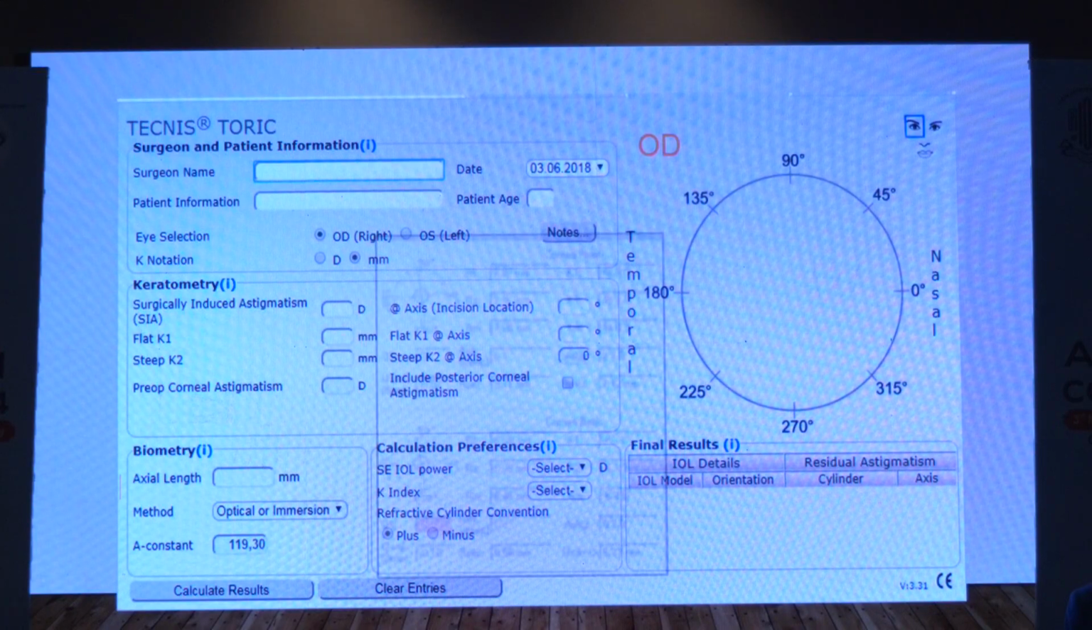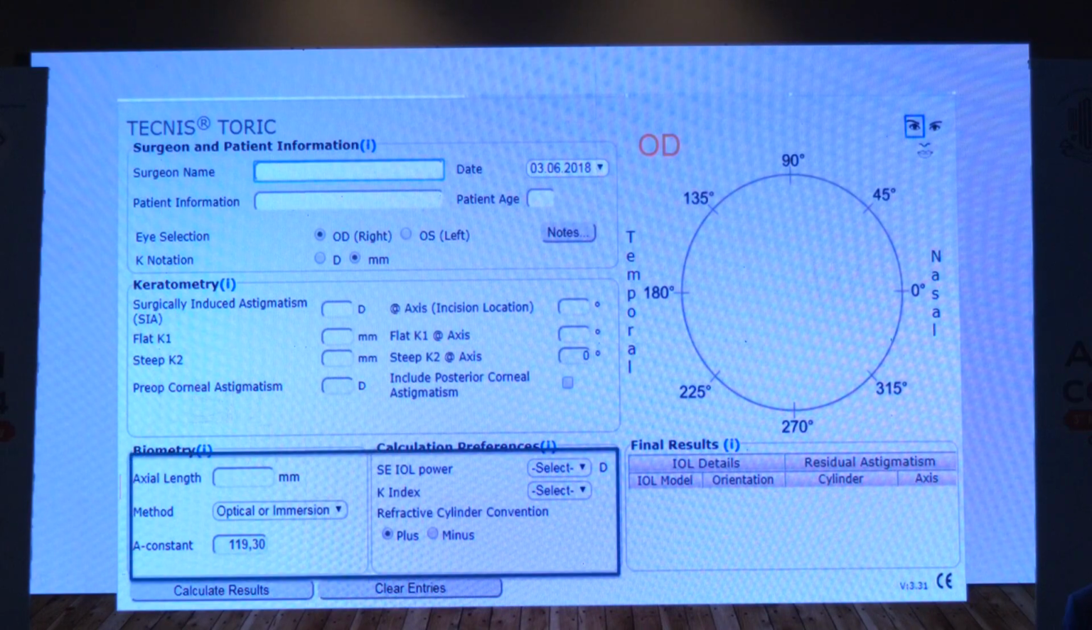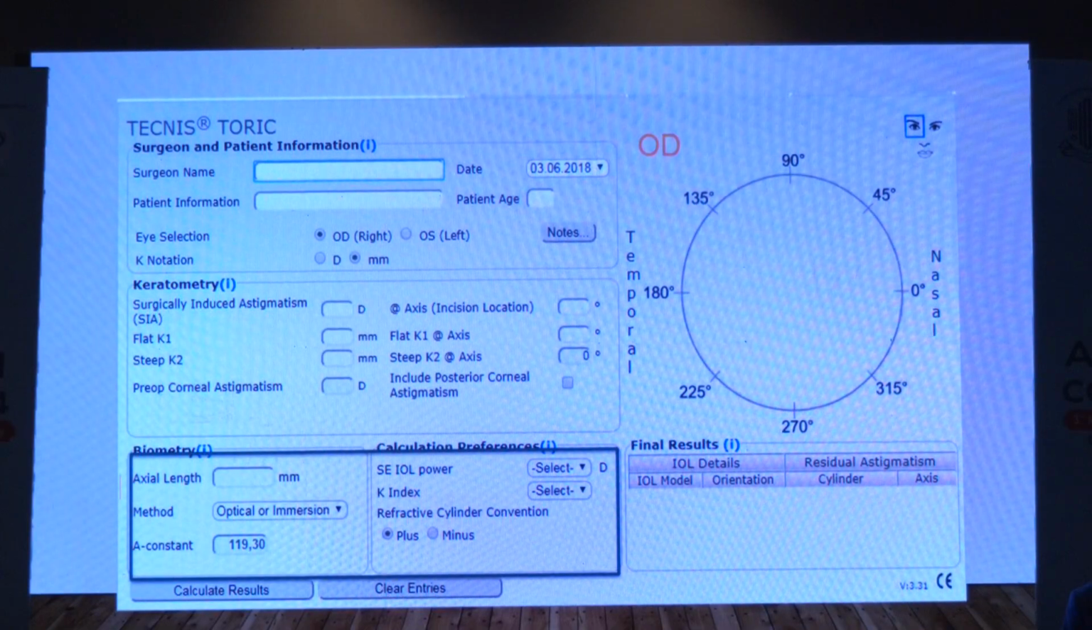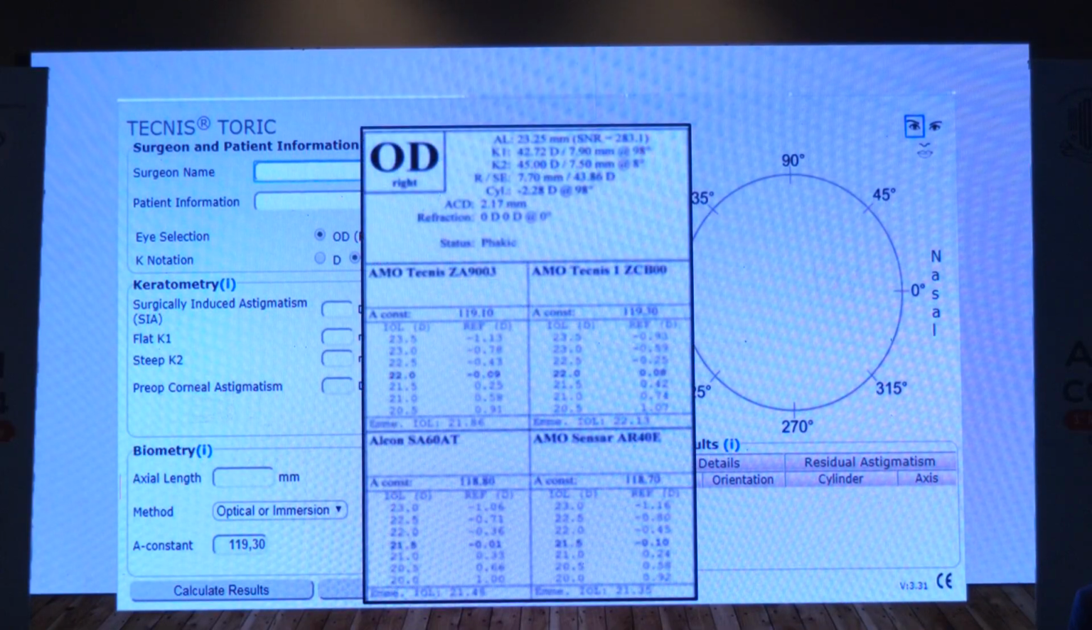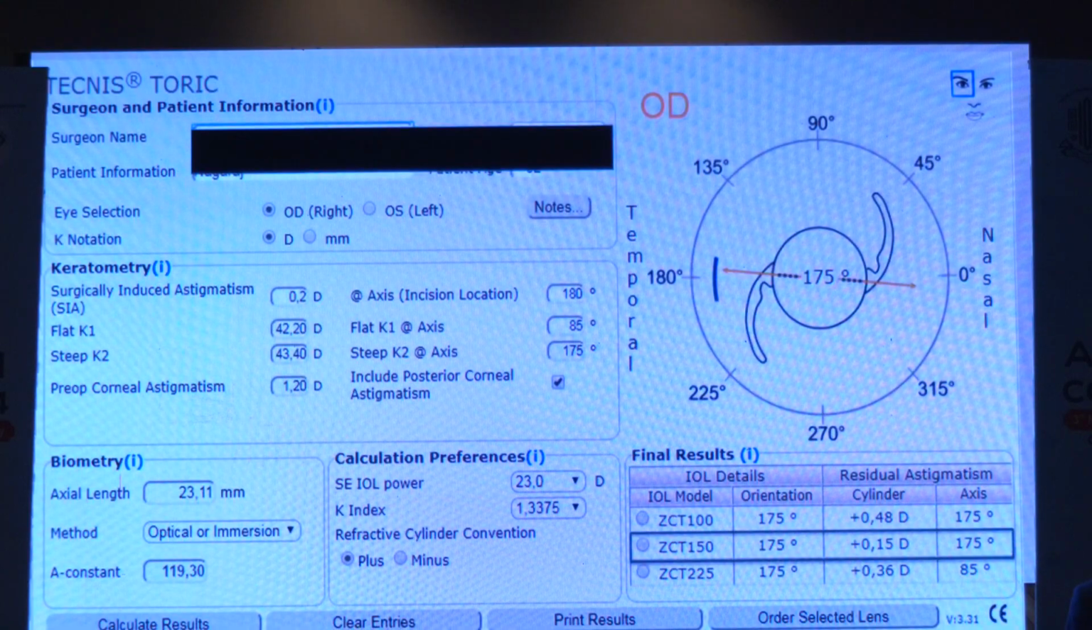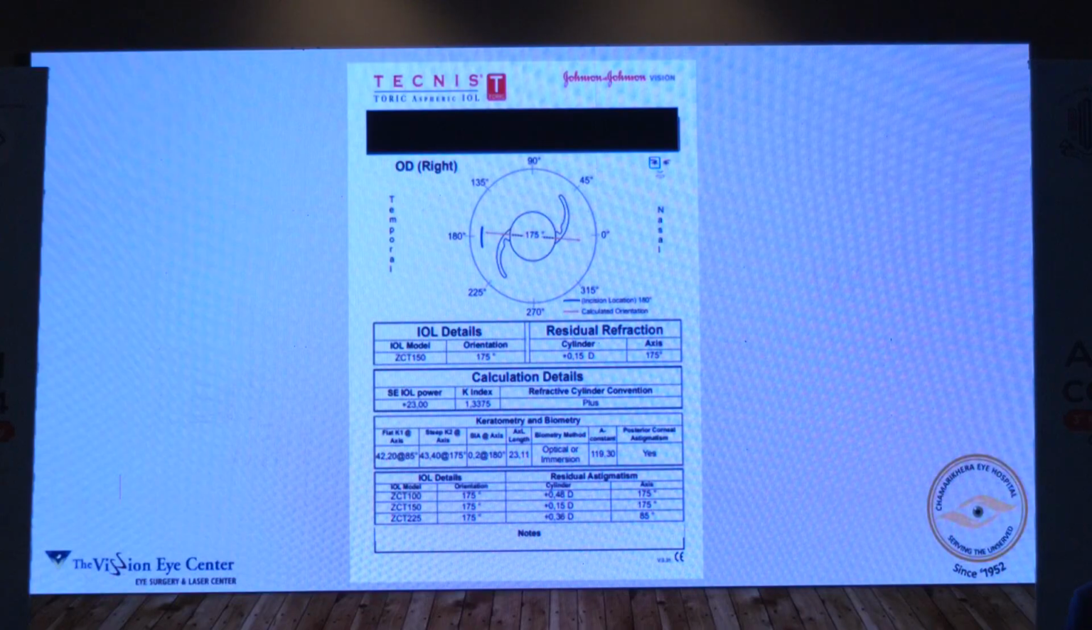Once all this has been entered, you take your readings from whichever K machine that you are using, either the ARK, that also works fine if you don't have a topographer. And then you'll get something like this. This is the final result that comes in, and it tells you how much of the residual astigmatism will be left behind. So here then you choose. You see here at the bottom, you choose which one do you require, which one are you going to be implanting. This again depends upon how much residual cylinder is going to be left behind.